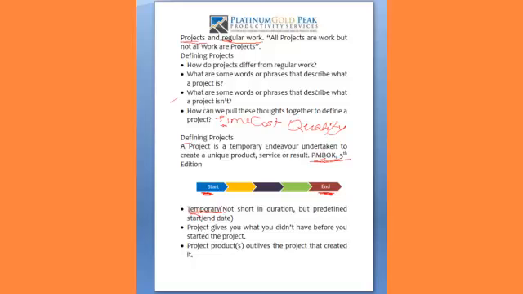Then, a project gives you what you did not have before you started the project. We said a project creates what? A unique product. Every time you work on a project, at the end of it you get what you did not have at the beginning. Then, the project product outlives the project. That means what you create from a project will outlive the project that created it.